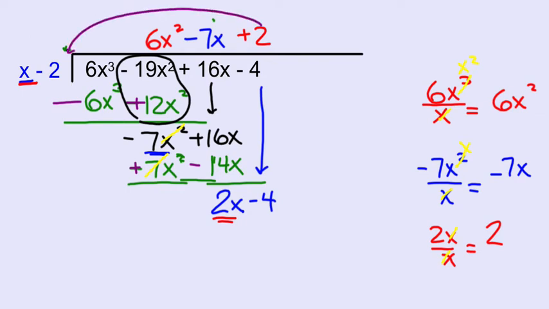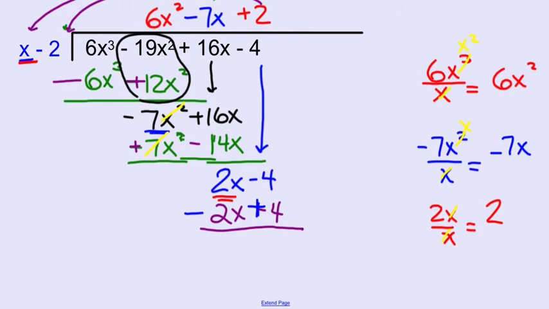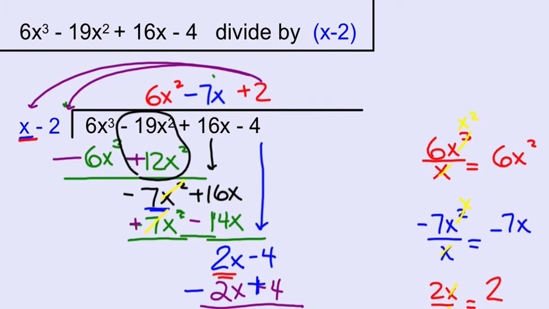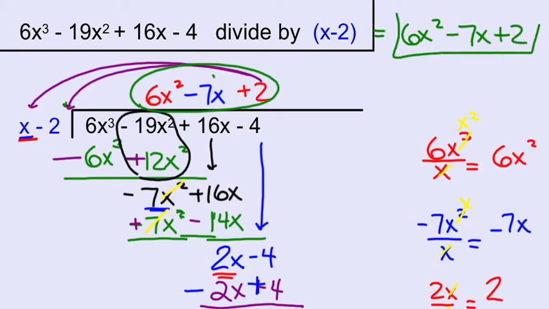2 times negative 2 is negative 4. 2 times x is 2x. The line underneath it, I'm going to change the signs. You change all the way through. So this now becomes a negative, and that now becomes a positive. So now, 2x minus 2x is 0. Negative 4 plus 4 is 0. Remainder is 0. So your answer is this right here: 6x squared minus 7x plus 2 is your answer.